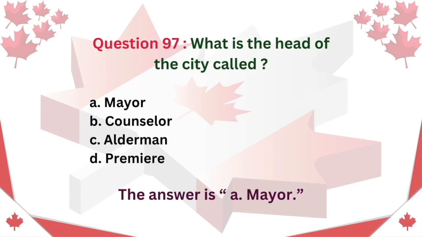Question 97. What is the head of the city called? A. Mayor. B. Councillor. C. Alderman. D. Premier. The answer is A. Mayor.